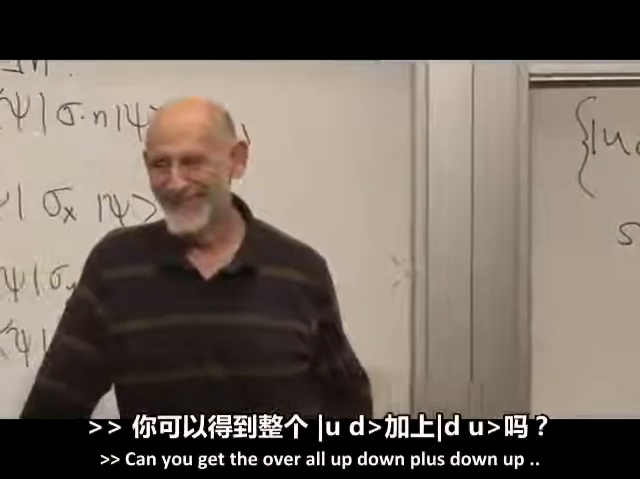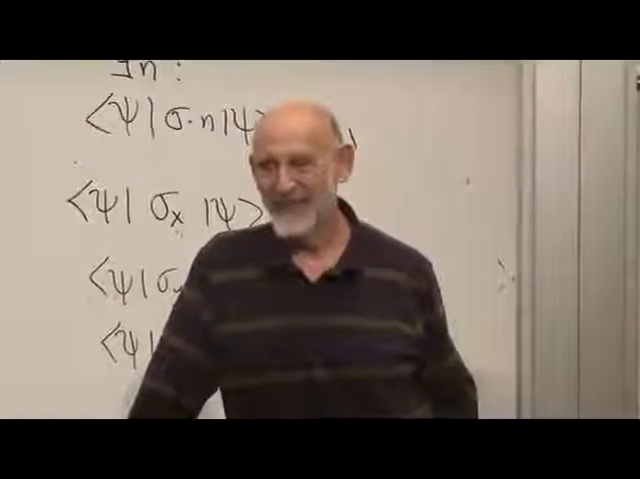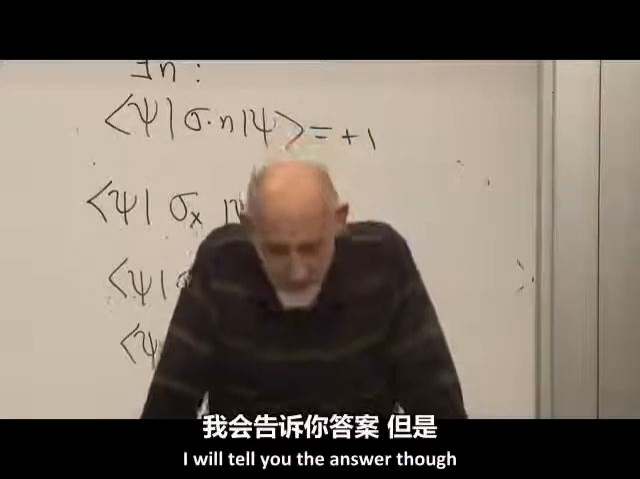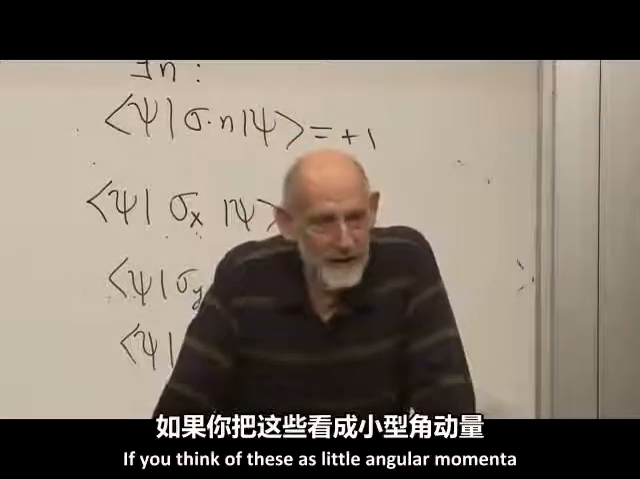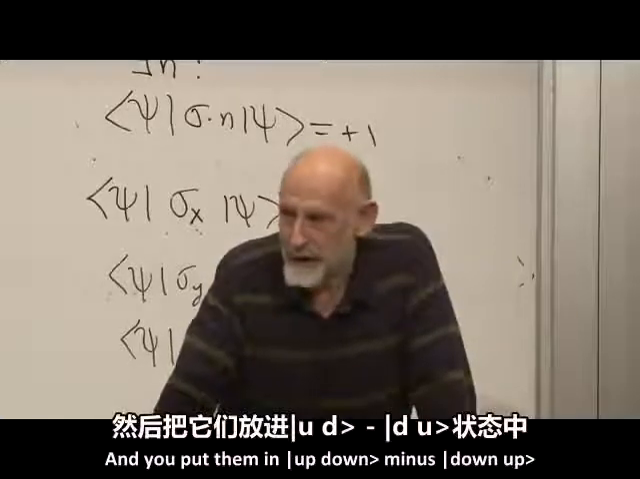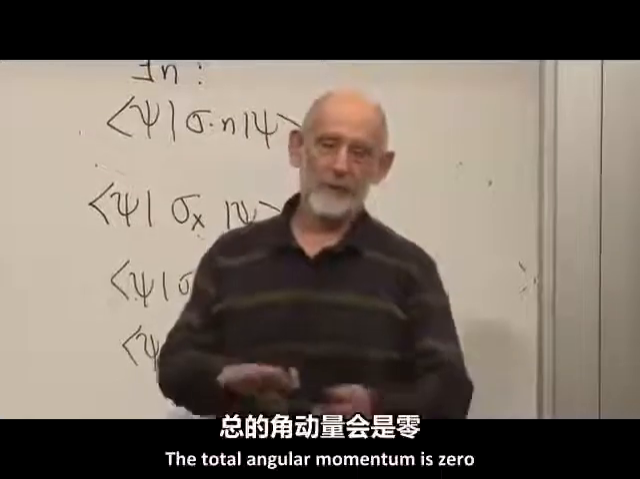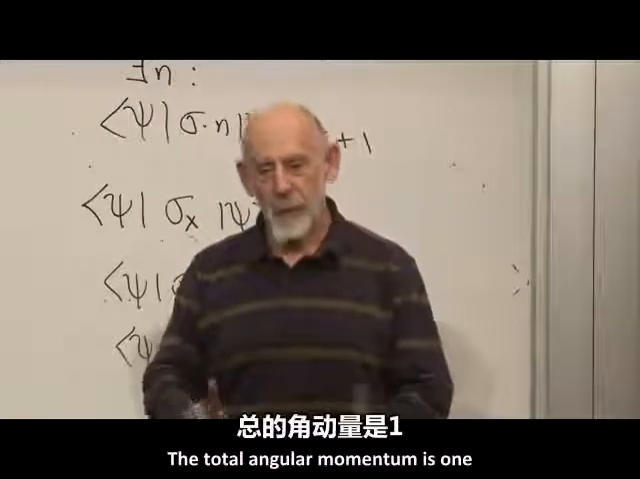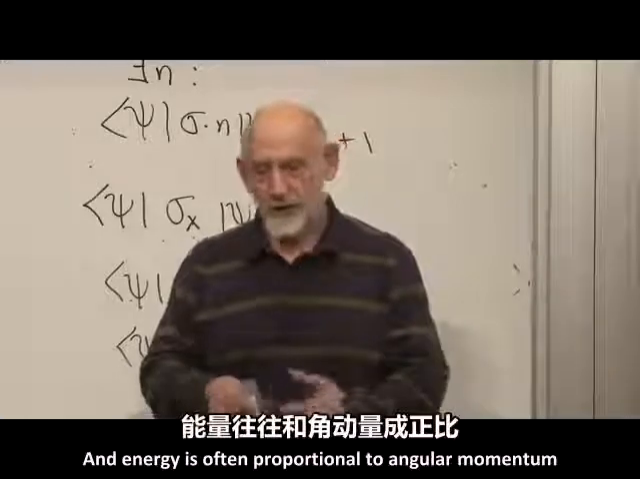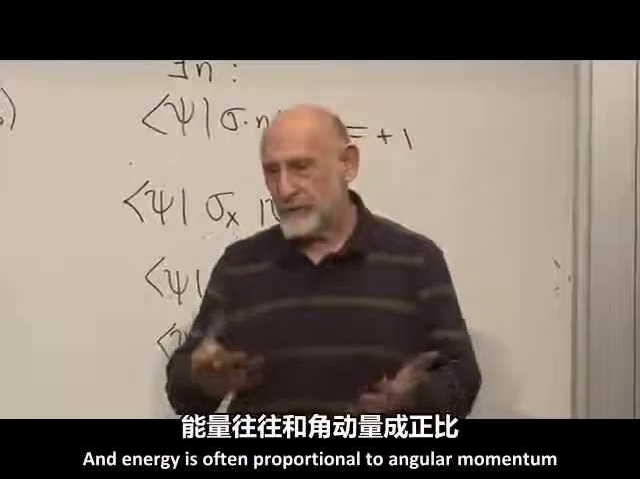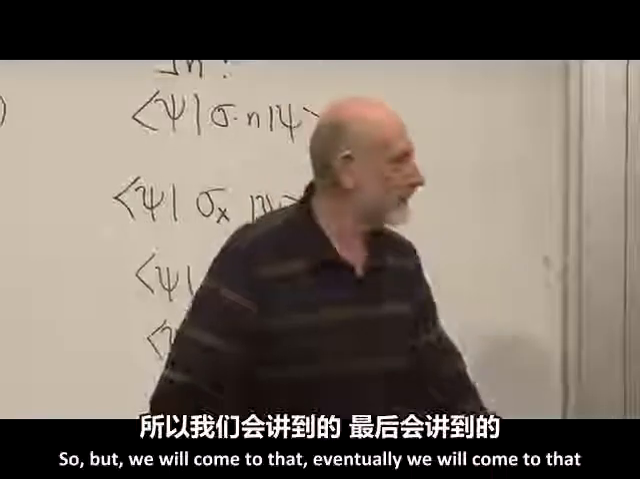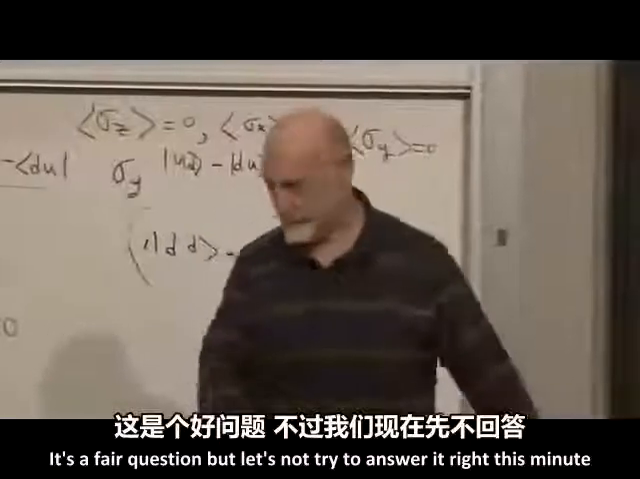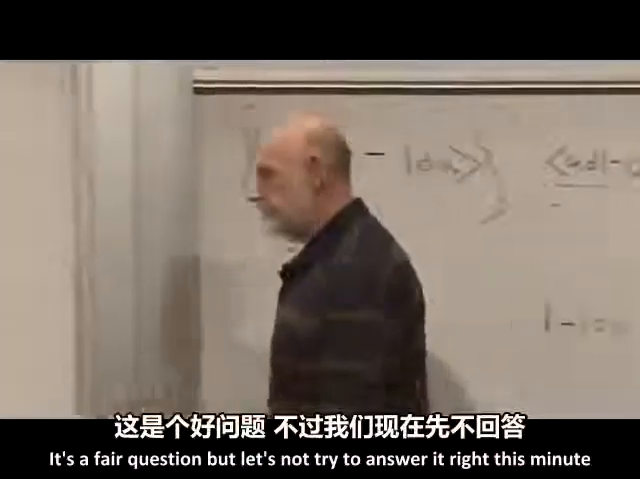Can you get a feel for why up, down, plus, down, up would have higher energy? Yeah, well, not at the moment, but eventually. I will tell you the answer, though. If you think of these as little angular momenta, and you put them in up, down, minus, down, up, the total angular momentum is 0. If you put them in up, down, plus, down, up, the total angular momentum is 1. And energy is often proportional to angular momentum, so we can come to that. Eventually we'll come to that. It's a fair question, but let's not try to answer it right this minute.